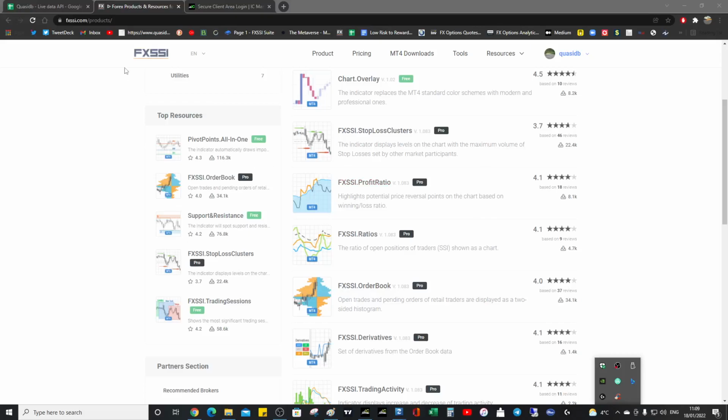Part 2 of the FXSSI indicators. I'm just going to talk about the Pro indicators. You can use the free ones. That's also a very good indicator, the chart overlay. But have a look at that at your leisure.